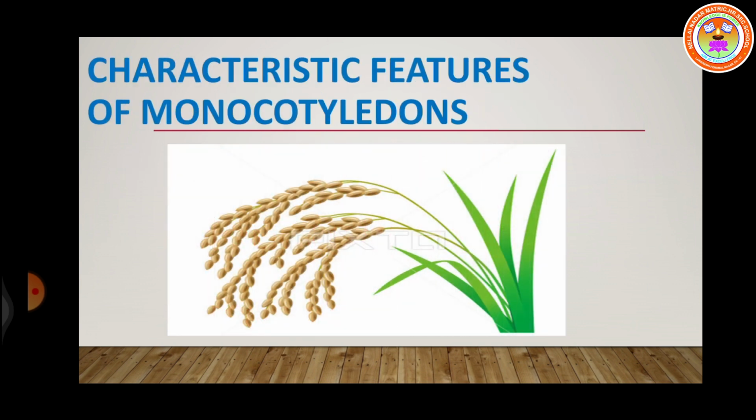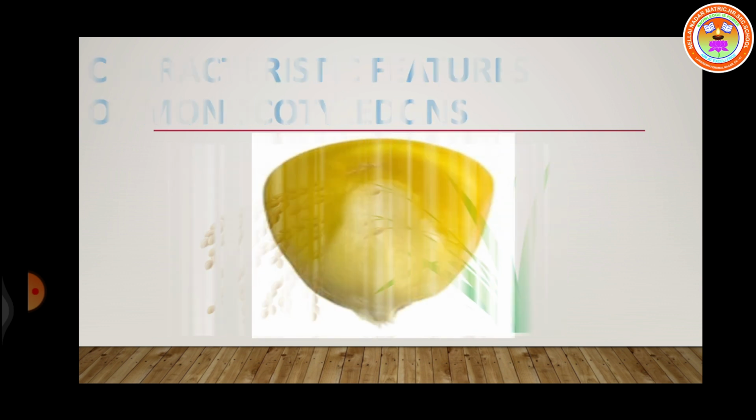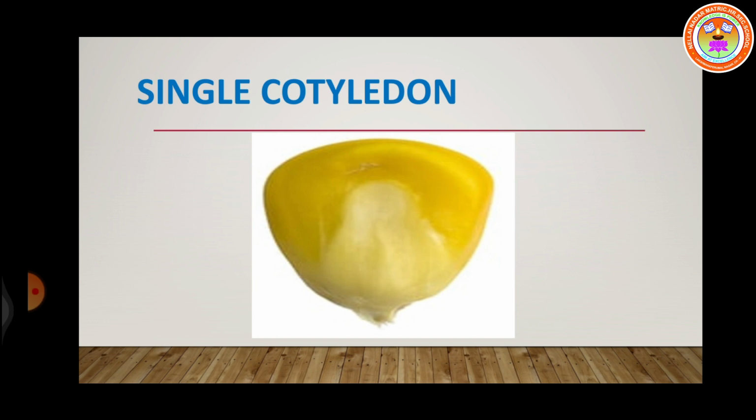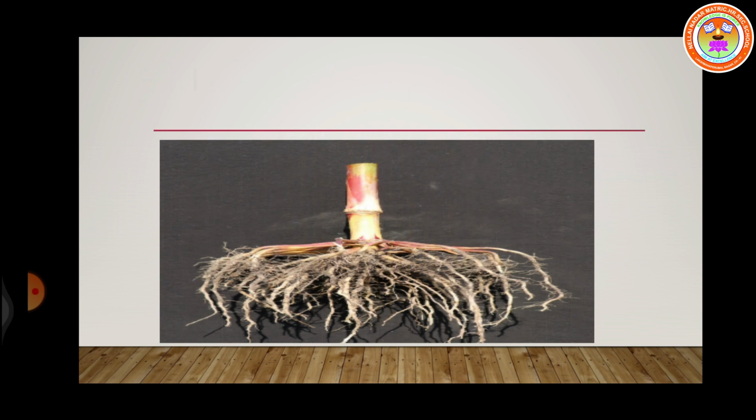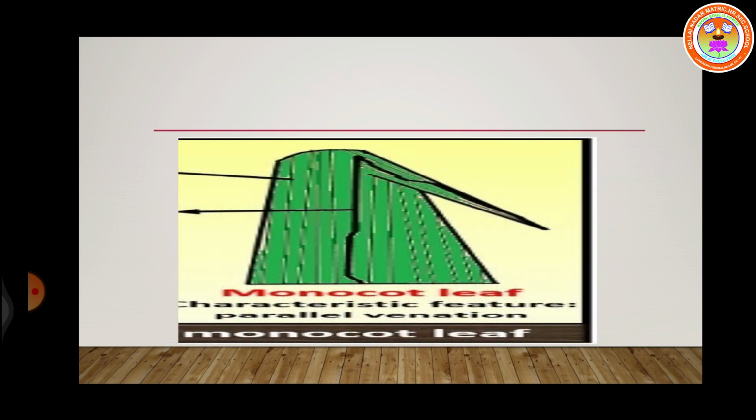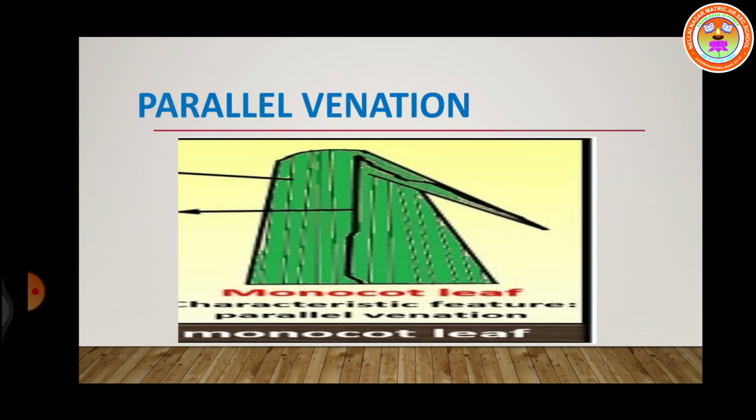The first one is the monocots, that is their characteristic features. Here the seed has only one cotyledon. That means the food stored part is only one part. These plants have a fibrous root system. Their leaves show parallel venation. You can see the veins, they are parallel to each other.